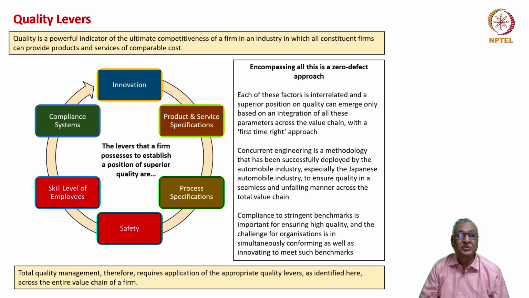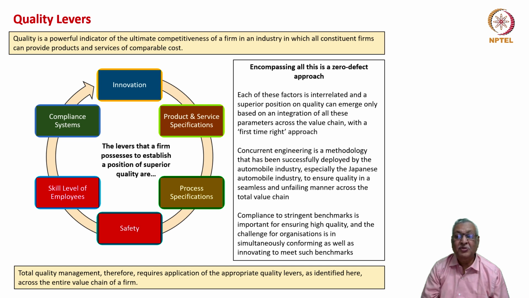So what are the levers that are available for quality? Innovation, that is the way in which you bring in your materials, the way in which you formulate your product, the product and service specifications, the process specifications, the safety levels in manufacture, skill level of employees, and compliance systems. These are the levers that a company has to establish a superior position on quality. And encompassing all of this is a zero defect approach, because each of these factors is interrelated. And only when all of these are integrated, so that there is a first time right, not only the quickest time to market approach, then we will be successful.